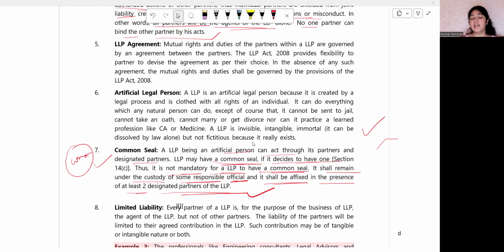LLP is a different, separate entity. An agent cannot be an entity; an agent can't be a body corporate. An agent can be an individual. So partners are the agents of LLP, but they are not agents of other partners, because if an agent does something wrong, the principal has to pay. So if one partner does something wrong, other partners would have to pay. That is not applicable in LLP. That is why LLP came into the picture, because other partners don't want to pay anything.